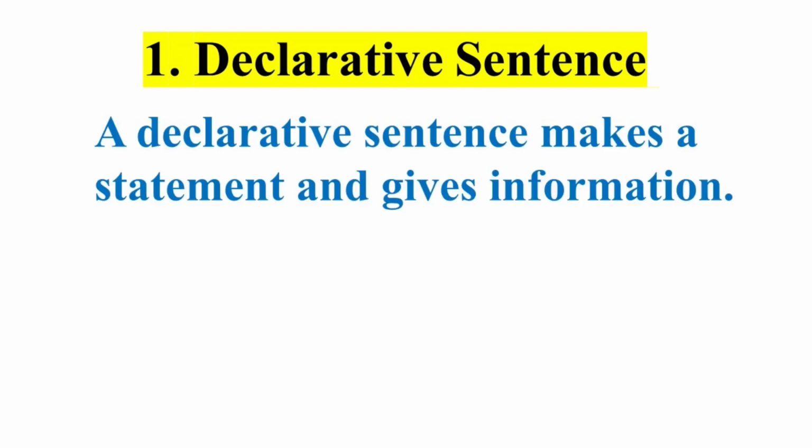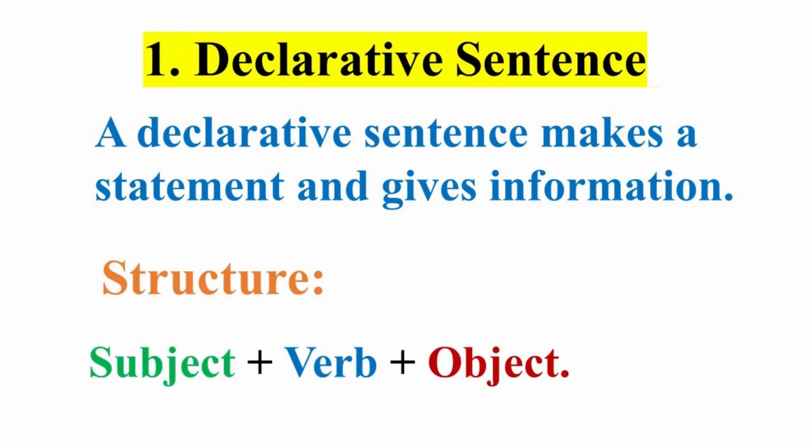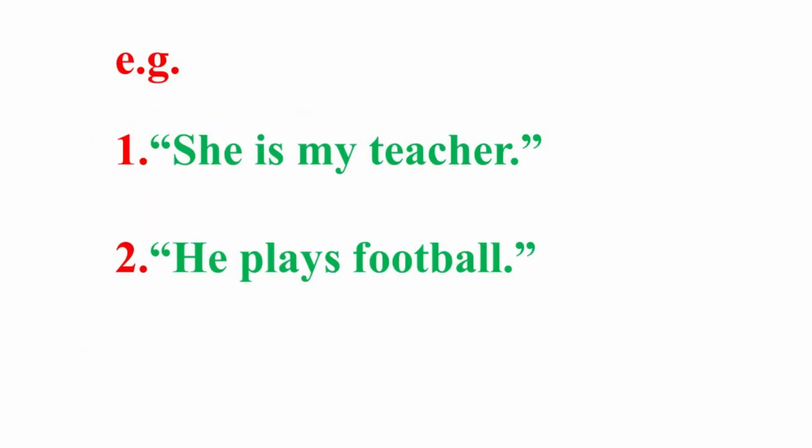Let's start with the first type. What is a declarative sentence? A declarative sentence makes a statement and gives information. It tells something to someone. The structure is subject plus verb plus object. For example, she is my teacher. The sentence gives information, right? He plays football. This sentence gives information too, isn't it? So I hope you all understand this part clearly.